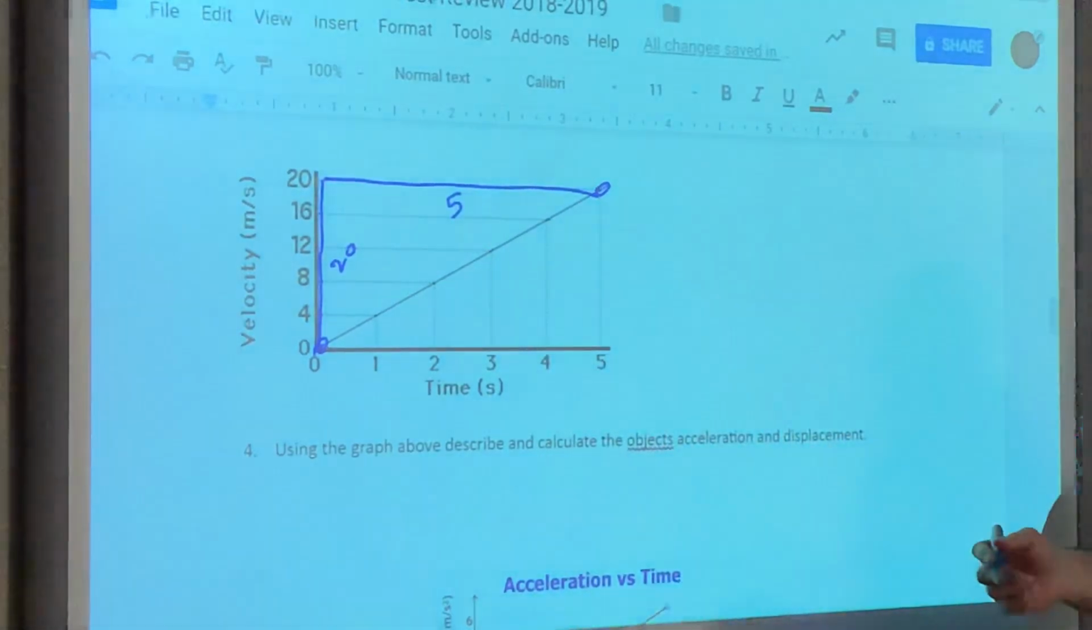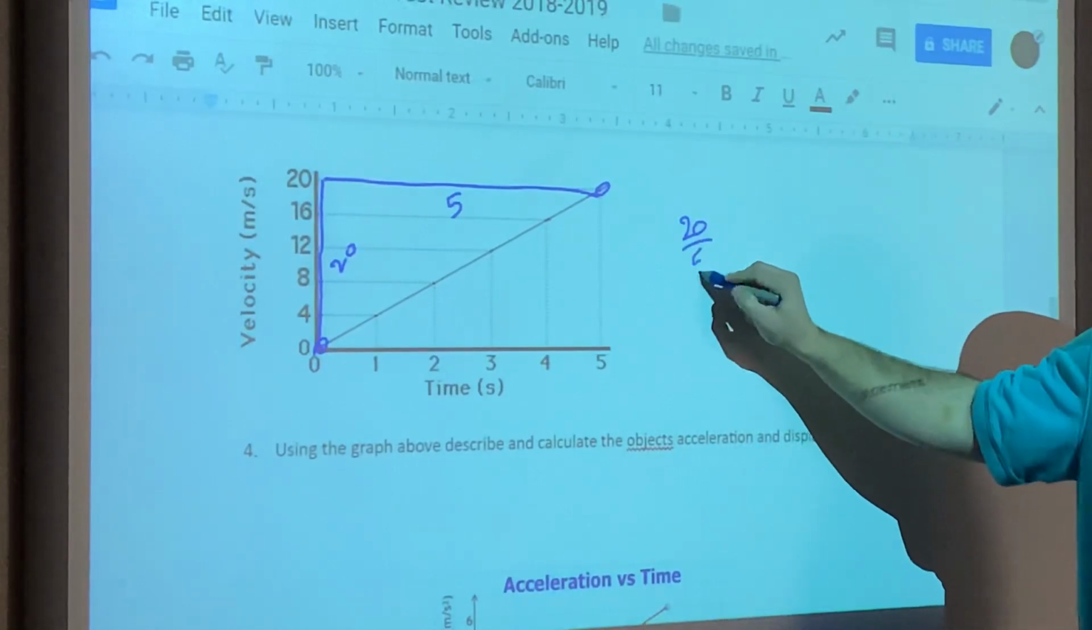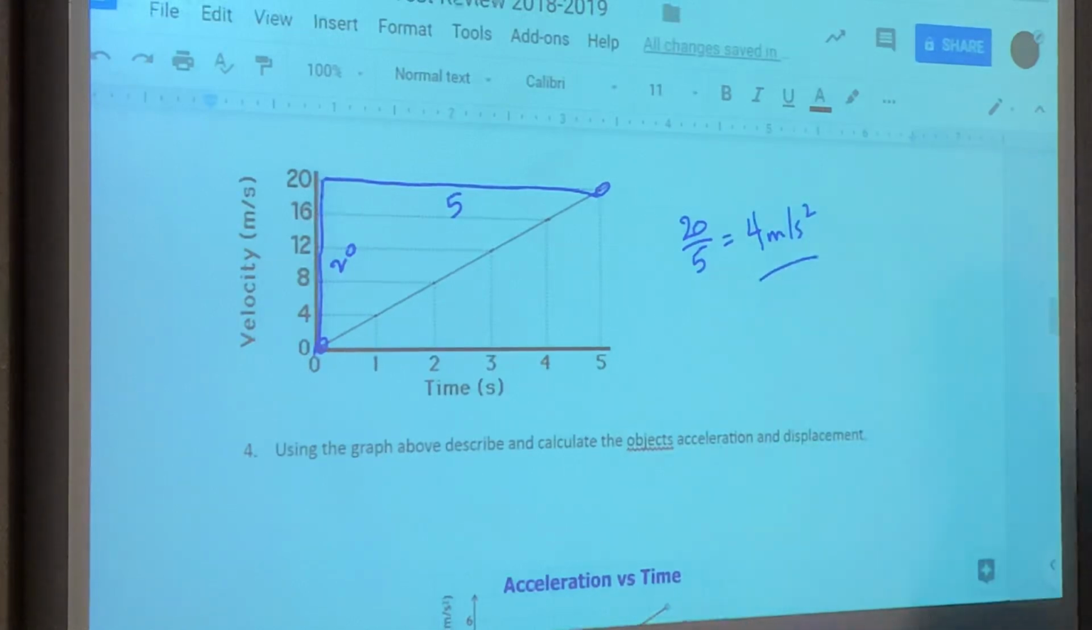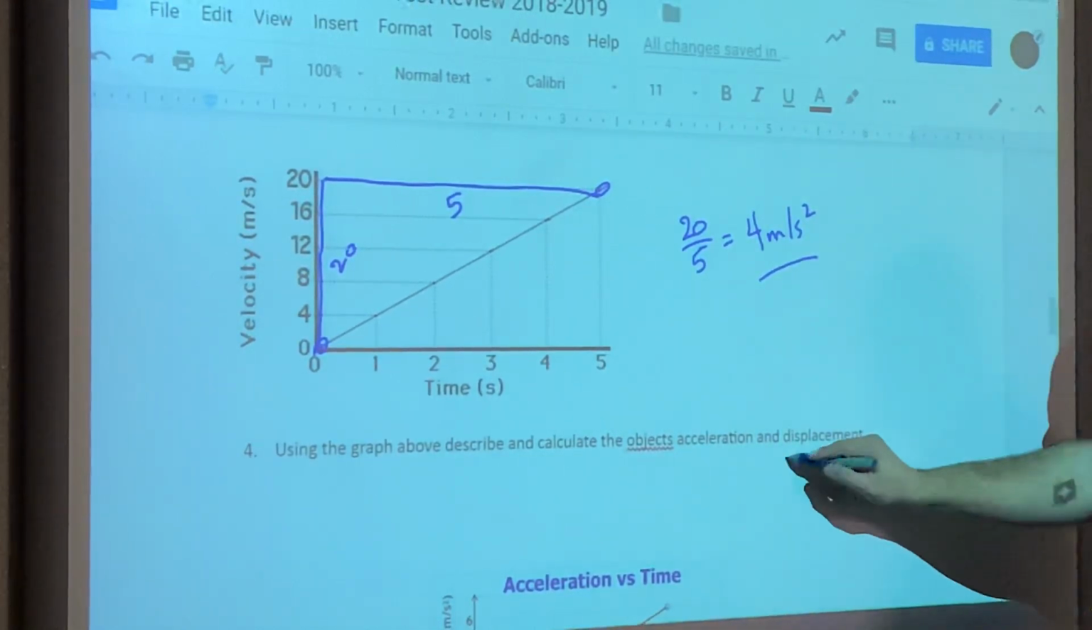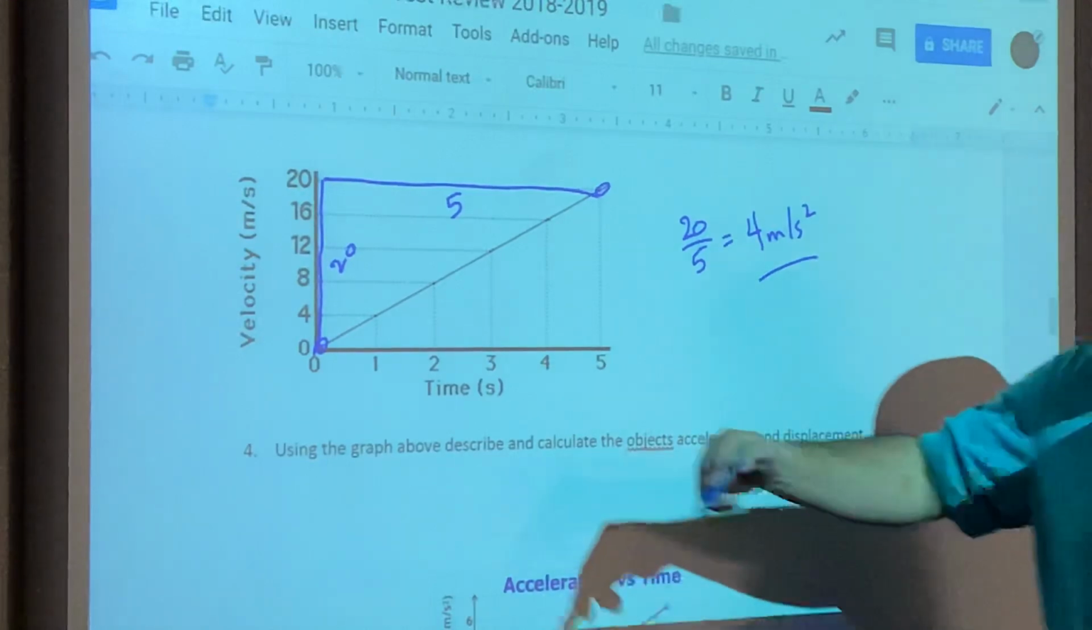So our acceleration here is just going to be the rise over run, 20 divided by 5. So it's going to be 4 meters per second squared. That would be our acceleration. The displacement, remember we said for displacement in our notes when we had taken these, and they're also on our website, you can go back and check.